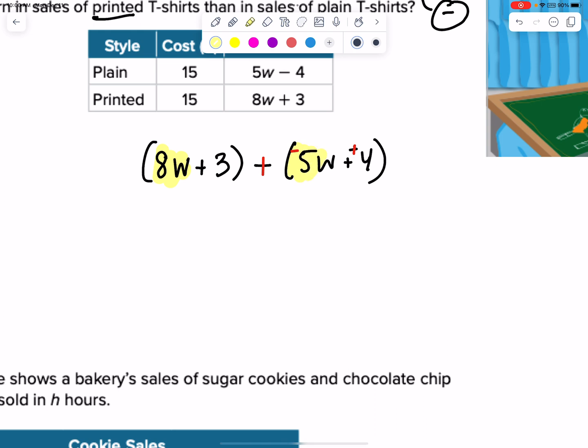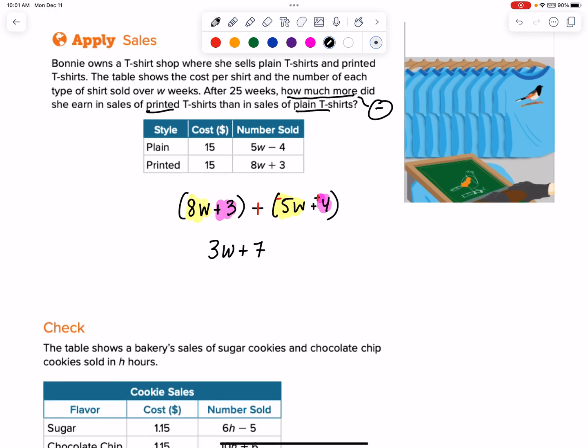So I have an 8W and a negative 5W. We have a positive 3 and a positive 4. Let's go ahead and combine like terms. Different sign, subtract. 8, 7, 6, 5, 4, 3. So we have a 3W plus 4 plus 3 is 7. Okay, so there's our simplified expression.